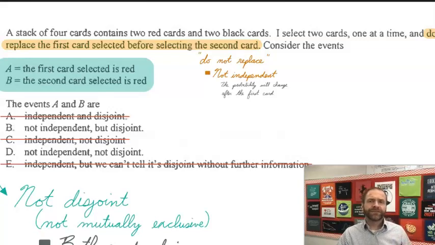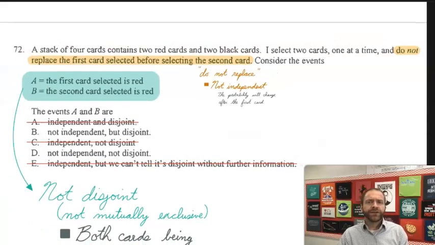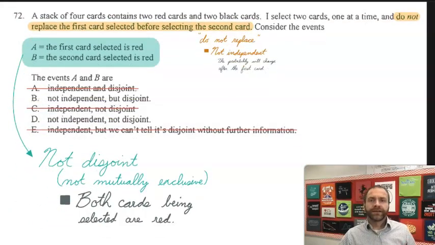Now the second part is focus on what you're given. You're given A is that the first card is red and B is that the second card is red. Those are not disjoint. What that means is they are not mutually exclusive. Both cards being selected are red, and so therefore they are not disjoint. A deals with the red card and B deals with the red card. So there is overlapping with the color red there, so they are not disjoint.